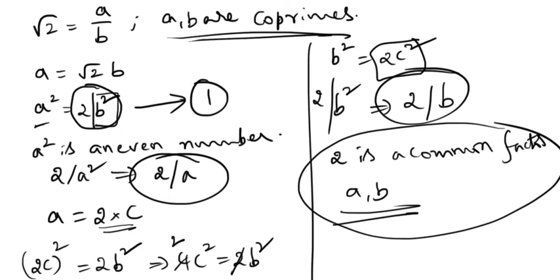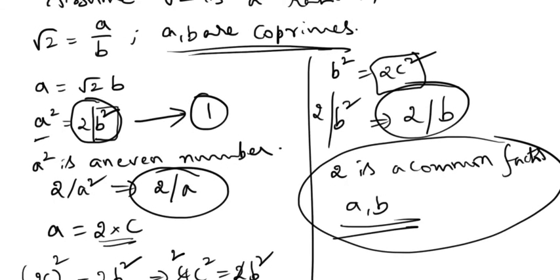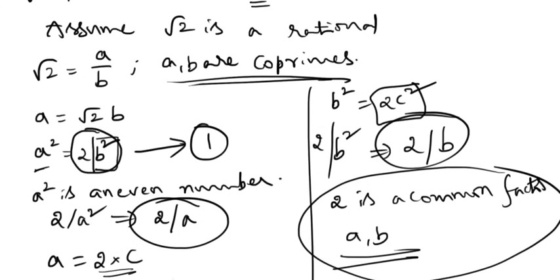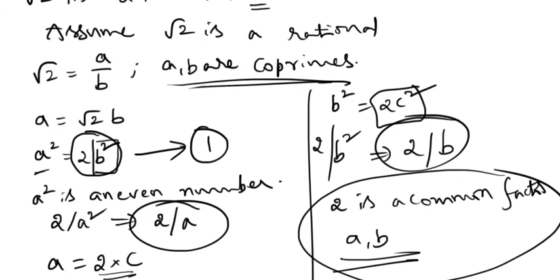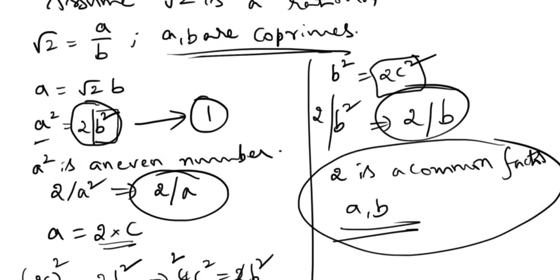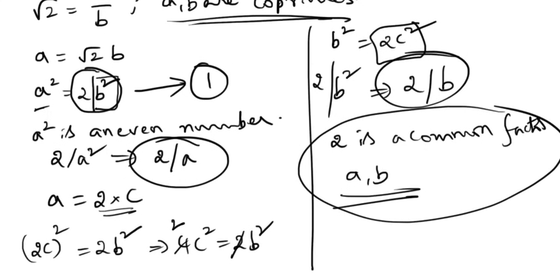Why are we getting this violation? Because we assumed wrongly. Our assumption that root 2 is not an irrational number is wrong. That means root 2 is an irrational number. That is correct. So that is the proof that root 2 is an irrational number.